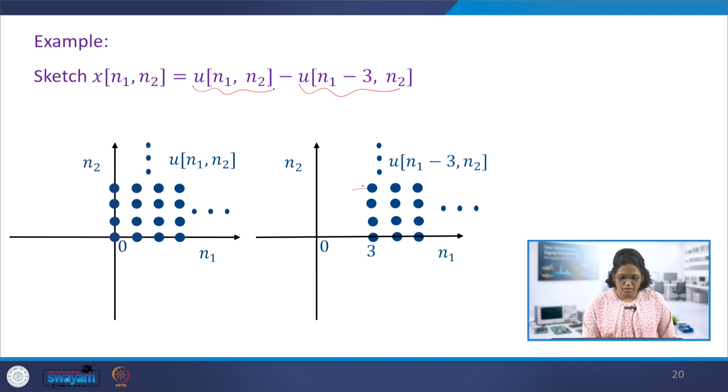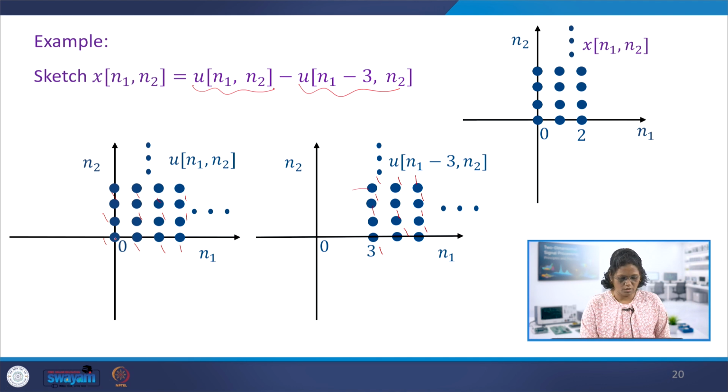Now subtract this sequence from u of n1 comma n2. What should the resulting sequence be? These values are all 1. The 3 does not represent the amplitude, it represents n1 here. If you subtract, 1 minus 0 is again 1 for n1 equal to 0, 1 and 2, and at 3 this minus this becomes 0. So from n1 equal to 3 onwards it would be 0.